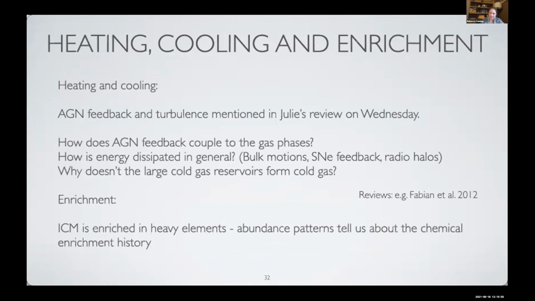I'm going to focus instead really on enrichment of the gas and what progress we've made there and what progress could we make there. So the take home on the enrichment is going to be that the ICM is enriched. It's enriched over its full extent, and that measuring these abundance patterns can provide clues about the chemical enrichment history of the gas.